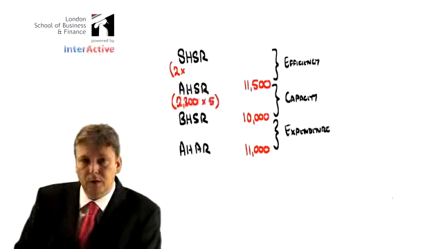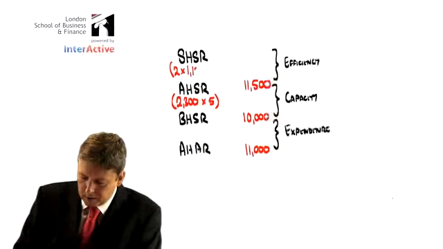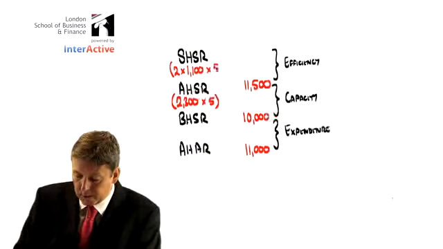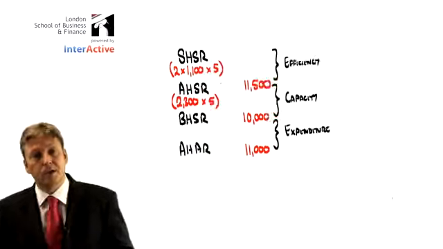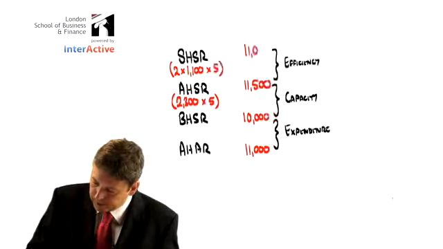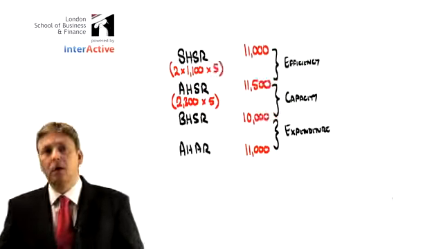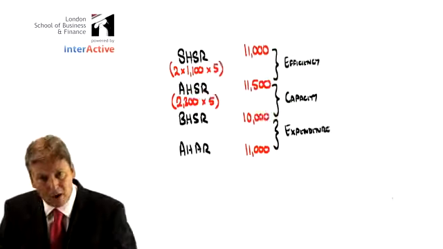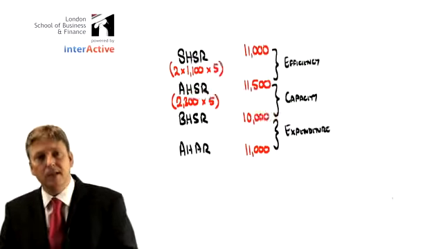Two hours per unit multiplied by 1,100 units multiplied by the standard rate, which we already have, 5. What does this come to? Rather nicely, it comes to 11,000. We pop the numbers in. Once we've got the numbers in, calculating the variances is very easy.